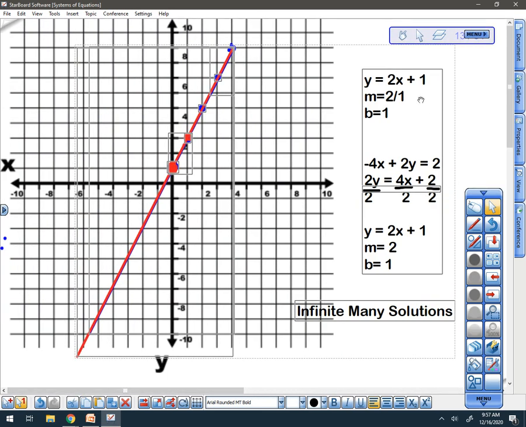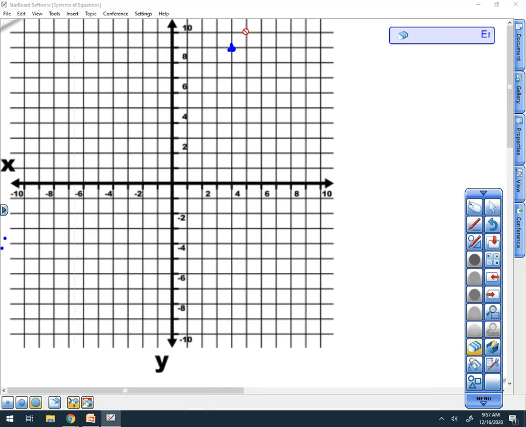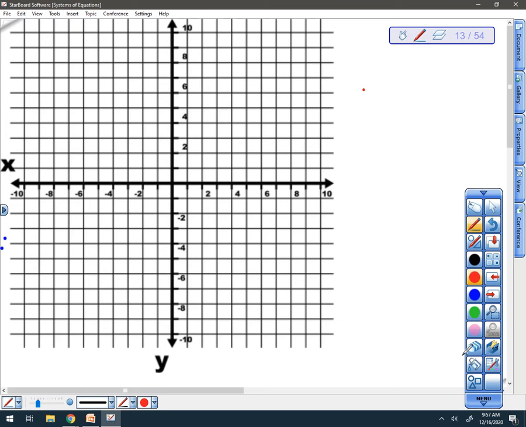Didn't mean to do that. Let's hit delete all of that. And let's look at our next one. So let's go to, erase that. I'll type this in here.